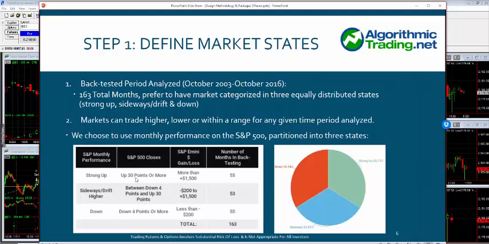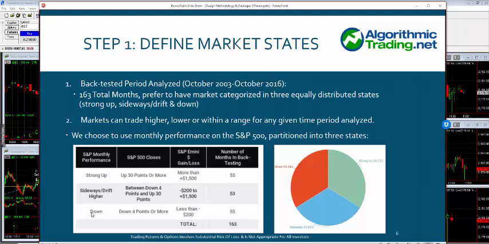So strong up, we define that as the S&P closes higher by 30 points or more, which would be roughly about 1.5%, maybe 1% in some of the earlier months in our period. And what that equals on the S&P E-minis is a gain of more than $1,500. So if somebody bought the S&P that month and then sold at the end of the month, they would have made $1,500 or more. And so that's how we characterize a strong up month. In the history of the 2003 to 2016, there were 55 months in that category.